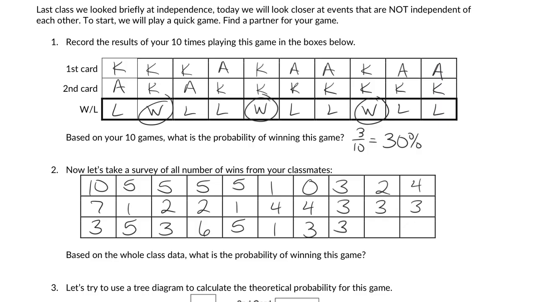When we take the survey of the entire class and see how many wins we got when we ran this experiment in general, including me, that means it's a total of 99 wins out of how many games played? Well, 10 times the number of numbers we have here, and we have 28 numbers here, so 280 games. So in your calculators, can you do 99 over 280?